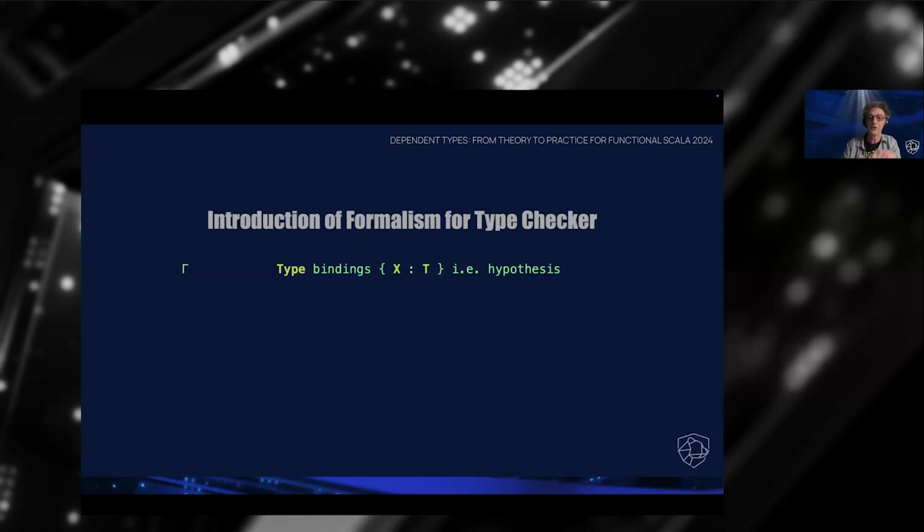So first we have gamma, which is the bindings. We have the variables and their corresponding types. So the set of bindings, or what we call hypotheses. We have a triplet with gamma, the set of hypotheses, A, which is a term, and T, which is a type. And this triplet should be written like this: given gamma, the term A inhabits type T, okay?